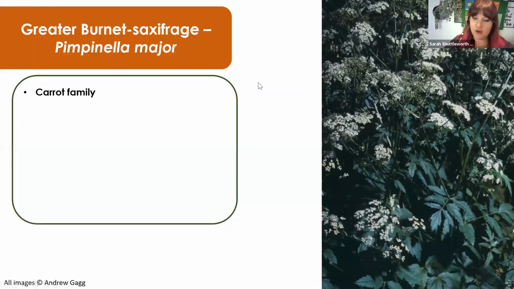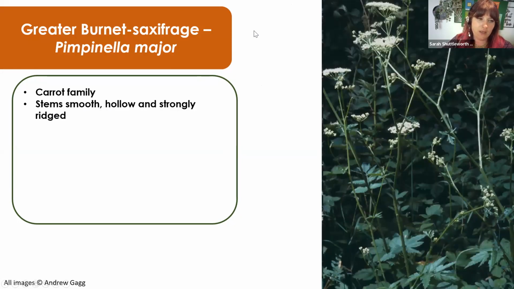This one is part of the carrot family, even though the leaves do look quite a lot like Valerian, don't they? But this one actually is a true carrot family. The stems themselves, like a lot of them in the family, are sort of ridged, but they are smooth generally, so not really rough, and they're hollow inside.